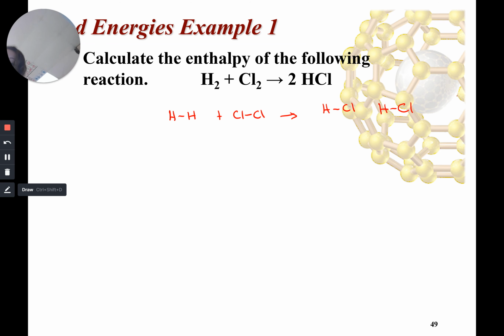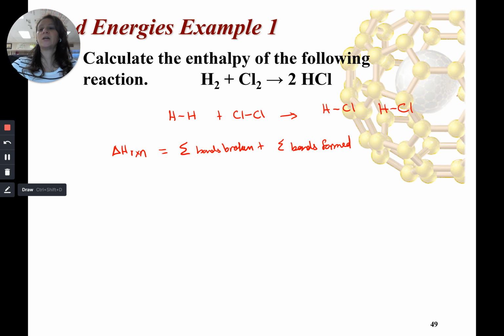So then, if you're looking for delta H of the reaction and you're using bond energies, you say it's the sum of the bonds broken plus the sum of the bonds formed. Not to confuse this with heats of formation. For heats of formation, delta H of the reaction is heats of formation of the products minus the reactants. Here it's not products minus reactants. Here you're adding them all up. But we just need to remember that in the reactants we're breaking the bonds, so we're going to use positive values. In the products we're forming the bonds, so we're going to use negative values.